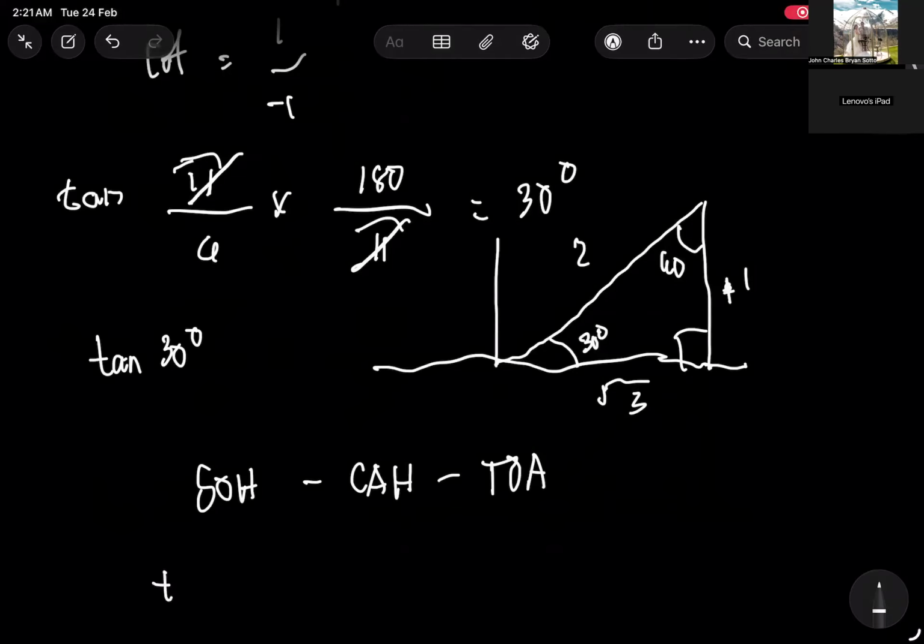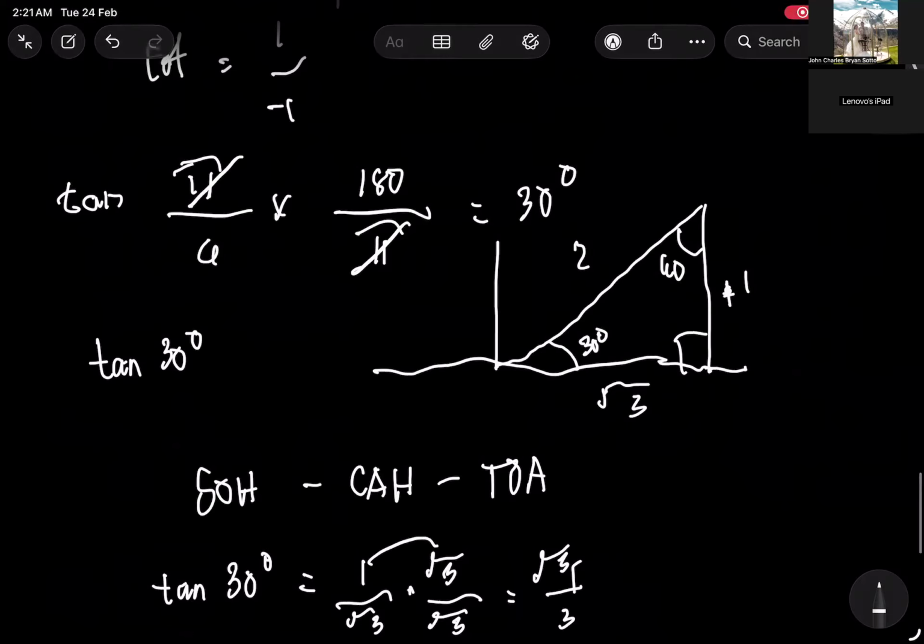So tangent 30 degrees is equal to opposite, which is 1, over adjacent, so that's square root of 3. What's the answer? We need to rationalize this, so times square root of 3 divided by square root of 3. So that is square root of 3 over 3. How did it become square root of 3 over 3?